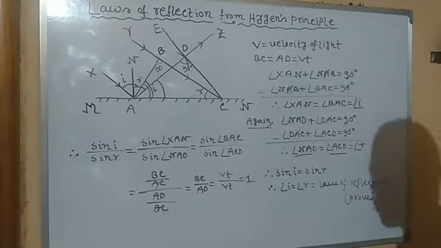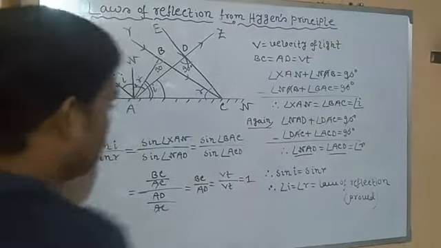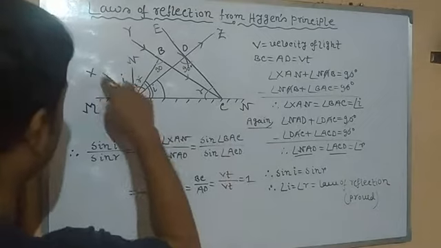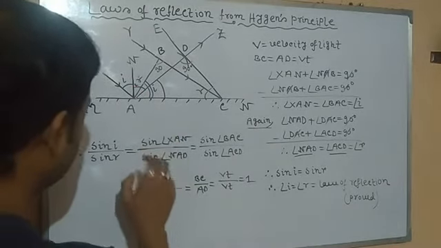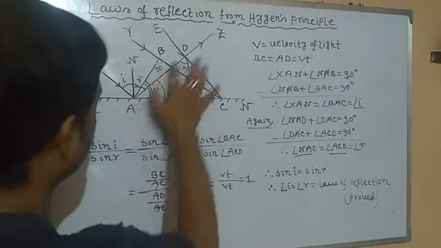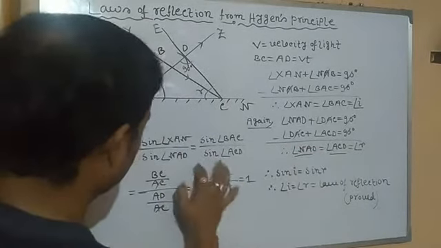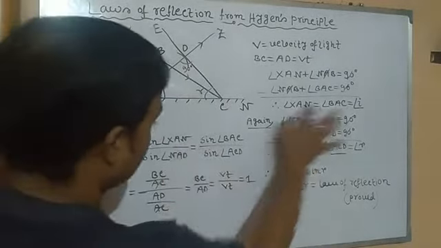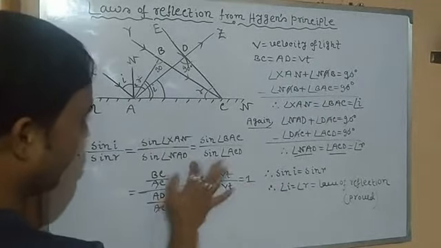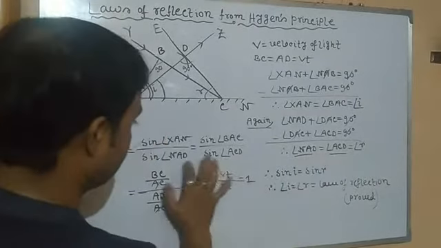Okay, so now we will get sin I by sin R. So what is sin I? Sin I is sin XAN, divided by sin R, which is sin NAD, isn't it? In place of XAN we can write BAC. We have already got XAN equals BAC. Sin NAD: in place of NAD we can write ACD.